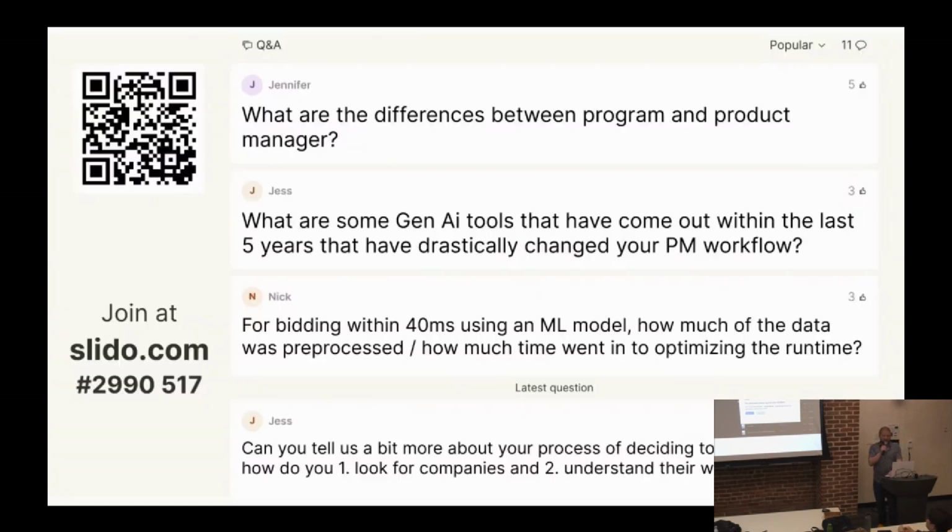Questions? Let me go to the slide view first. People have been upvoting. Okay, let's see. What are the differences between a program and product manager?